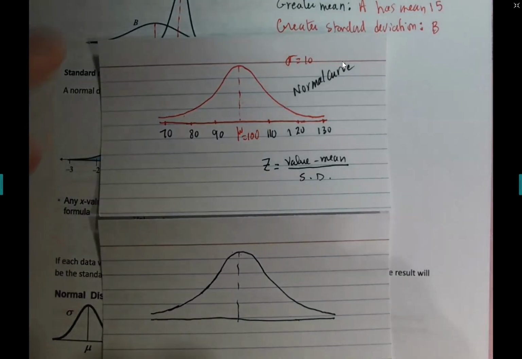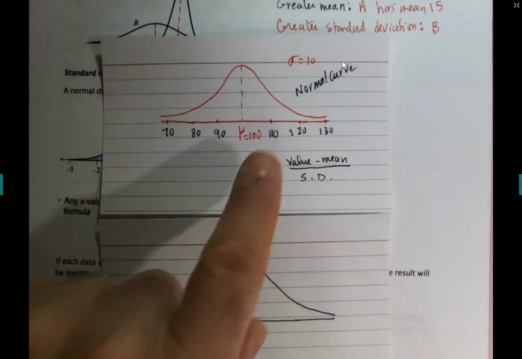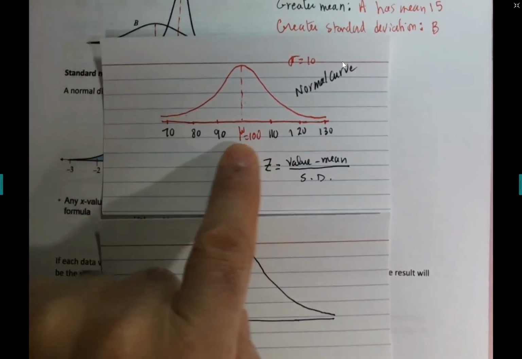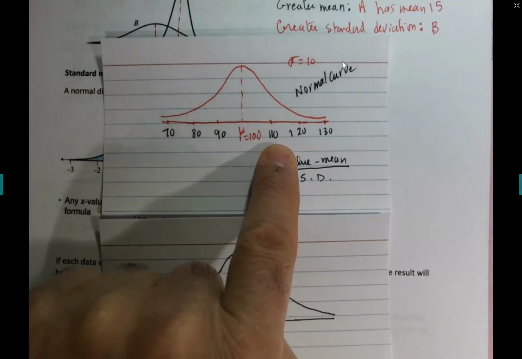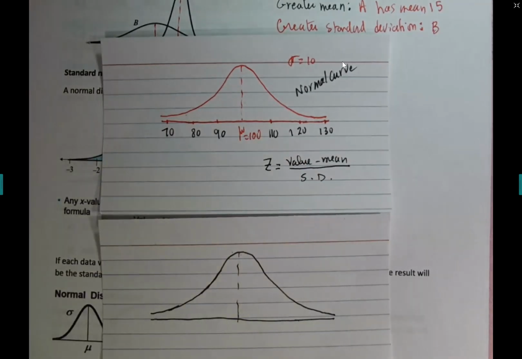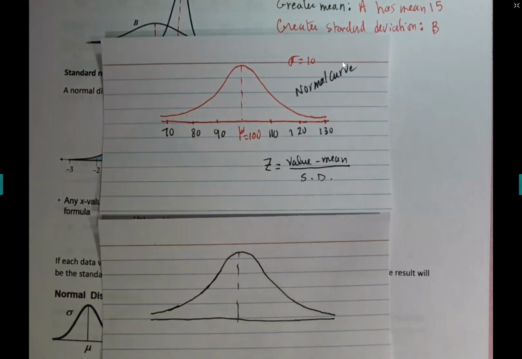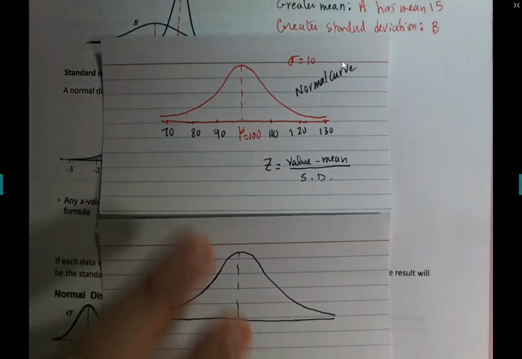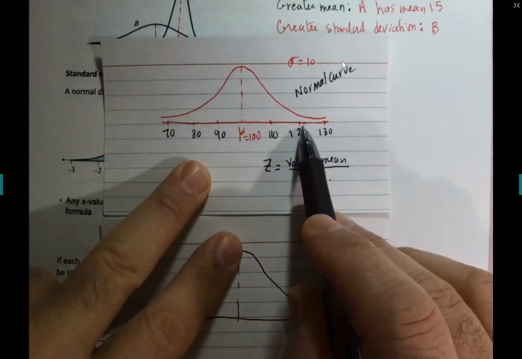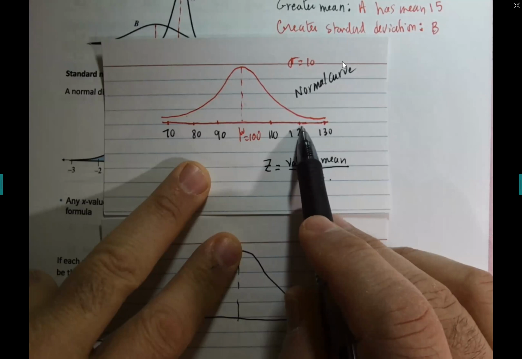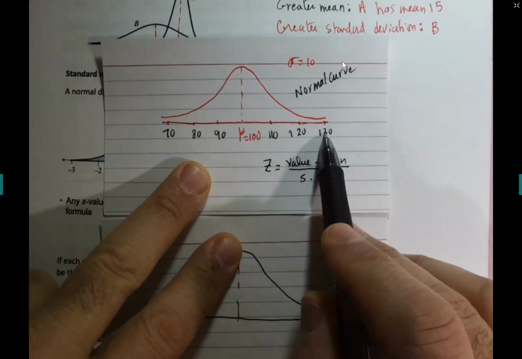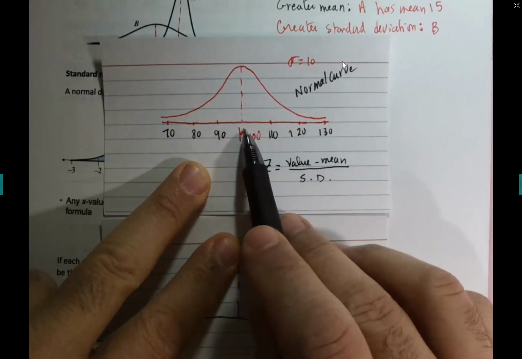For example, what's the difference, guys, between the mean 100 and the value 110? The difference is 10. How many standard deviations is this? Sigma is 10, so it's only one standard deviation. So the Z-score for 110 is 1, because 110 is 10 points away from the mean, and 10 is one standard deviation. What do you think of 120? How many standard deviations is this, guys? It's going to be 2. And what about 130? It's 3 standard deviations away from the mean.